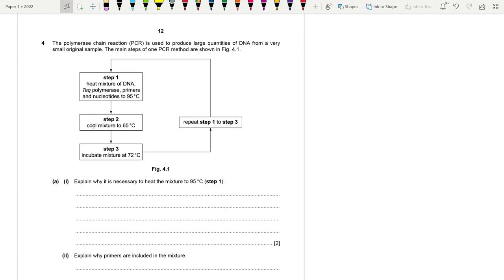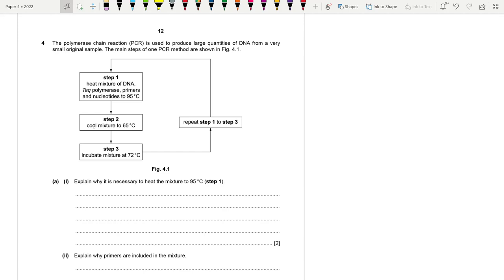Then step 2 is cool the mixture to 65, incubate it at 72, and then repeat. So what's the second step called? Annealing, and then it's extension. So what's the purpose of step 2? Mainly we attach the primers to the DNA so that DNA polymerase can bind to DNA. It doesn't bind to a single strand. Okay, now DNA replication can occur. And step 3, extension, basically occurs, right?